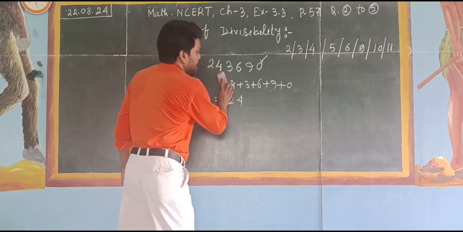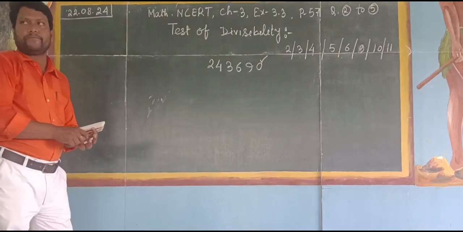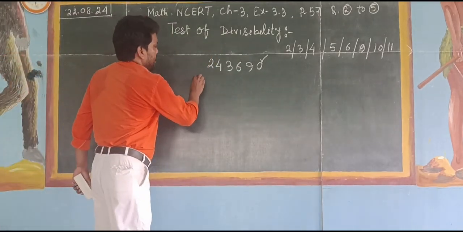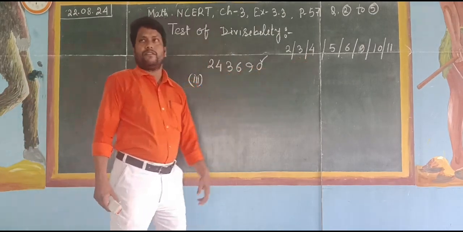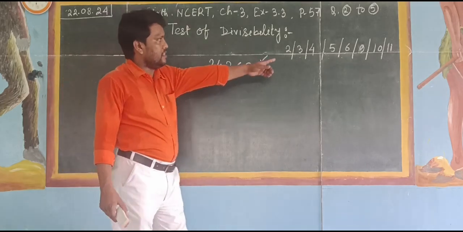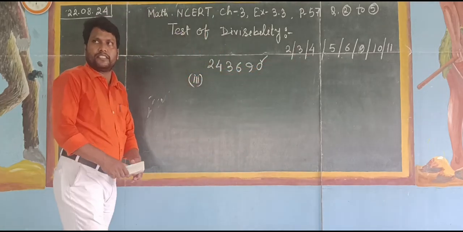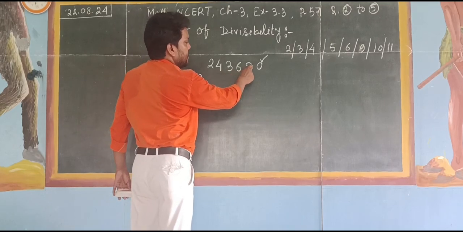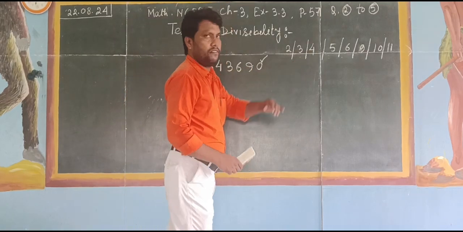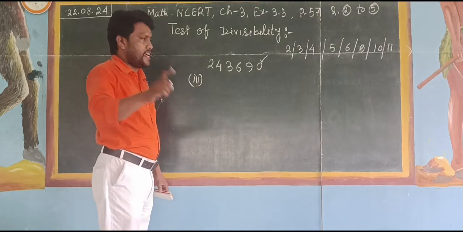Okay? Now I am coming to property number 3. Is it divisible by 4? What is the question? Is it divisible by 4? That means, is 243690 divisible by 4? What is the process?